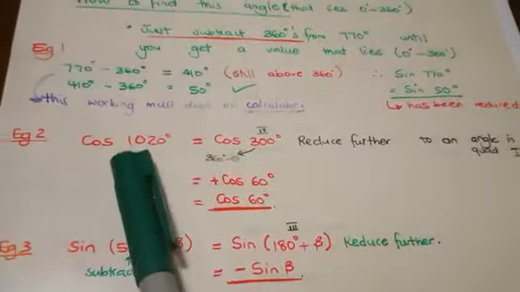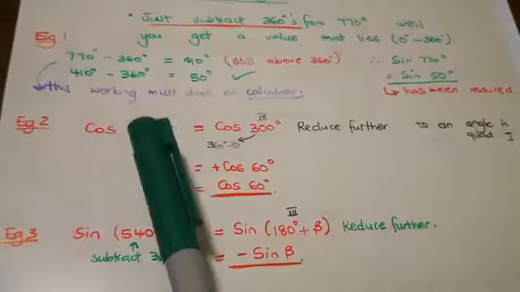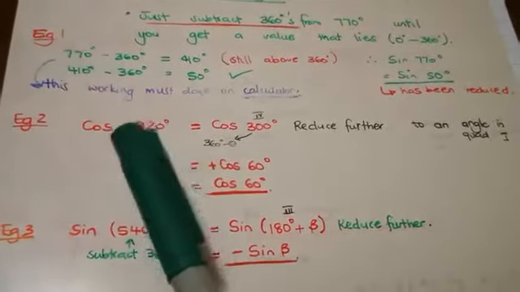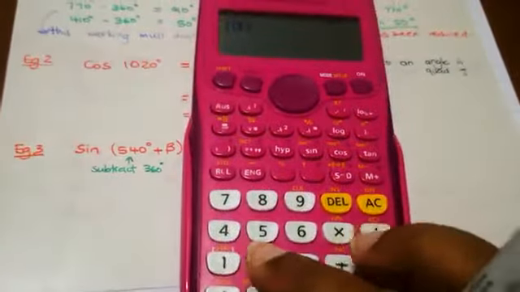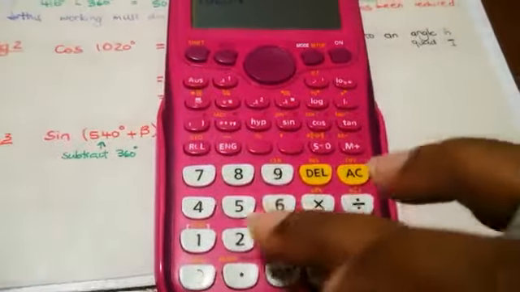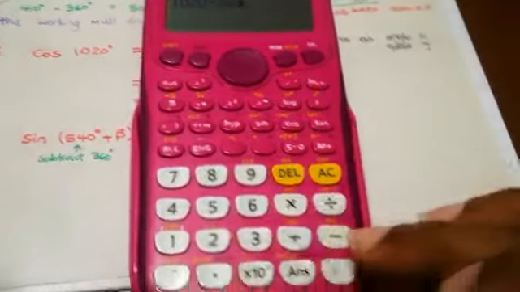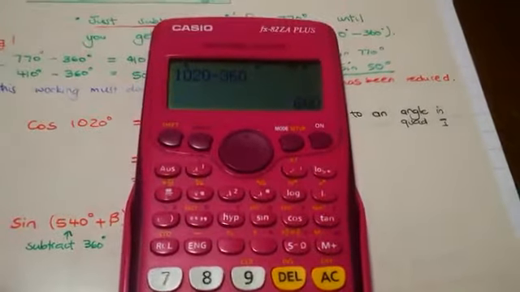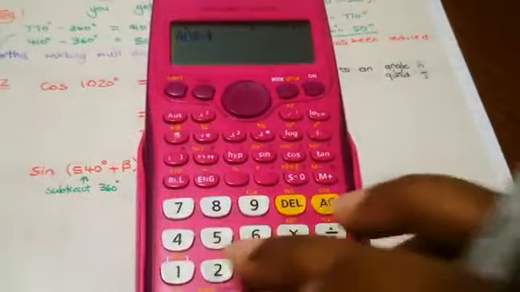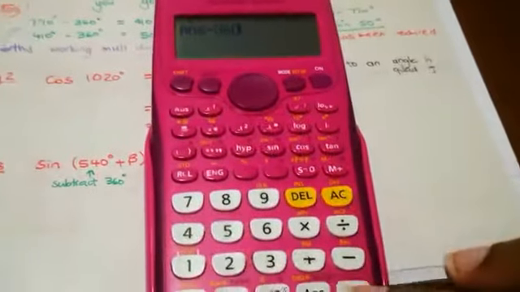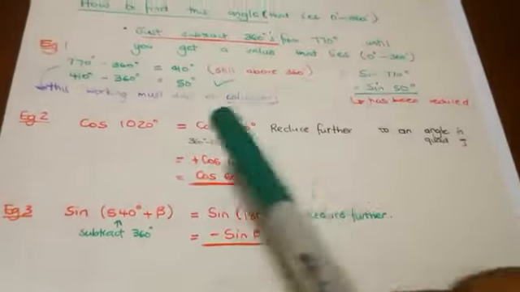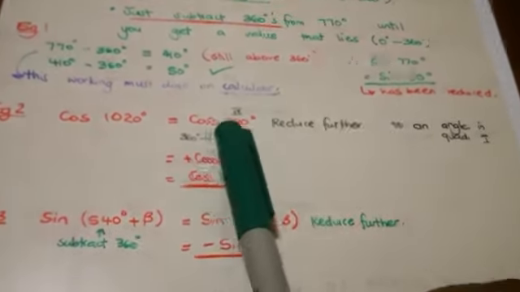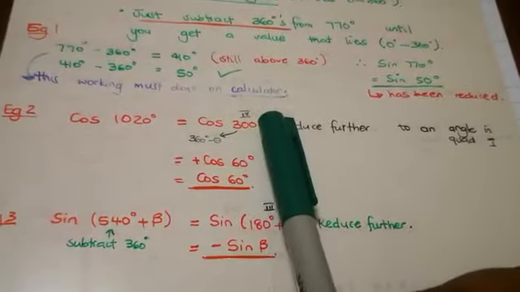Okay, so now I have cos 1020. Let's do the subtraction together. You write the 1020 like that, and then you subtract 360. If you check, it gives you 660, which is above 360. So you subtract again, and it gives you 300. Now 300 lies between 0 and 360. So this is the first answer that you must write, and you get a mark for this one.